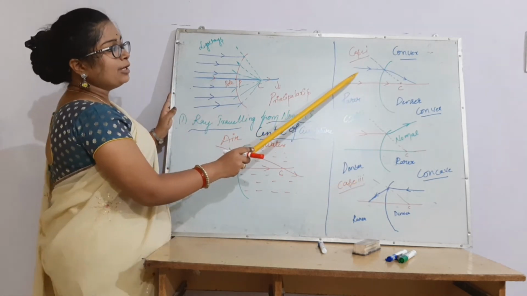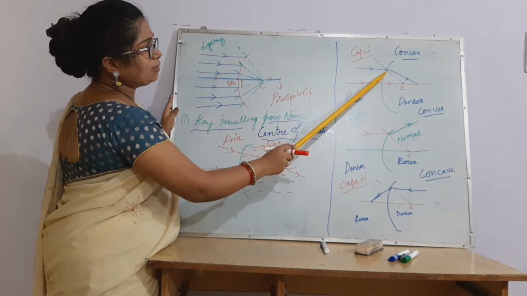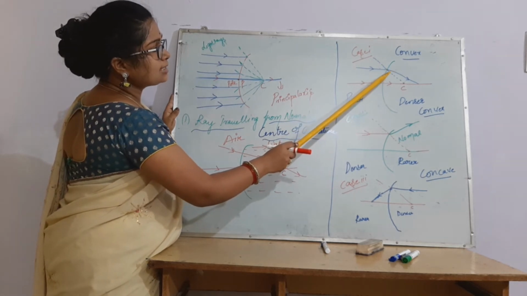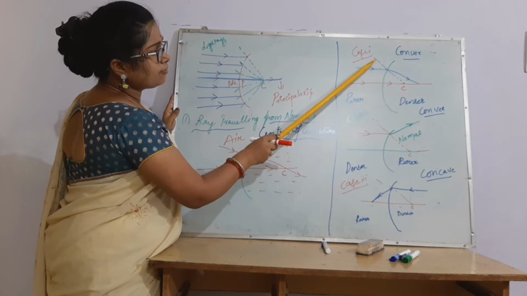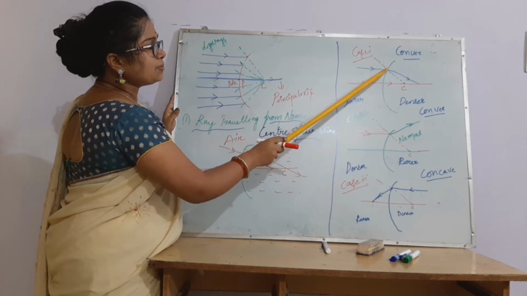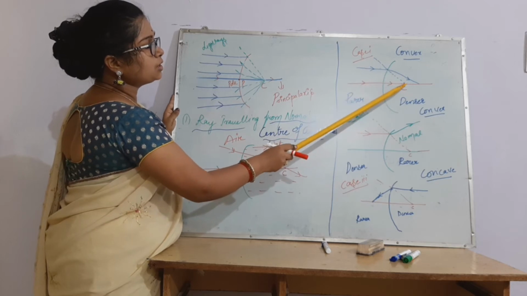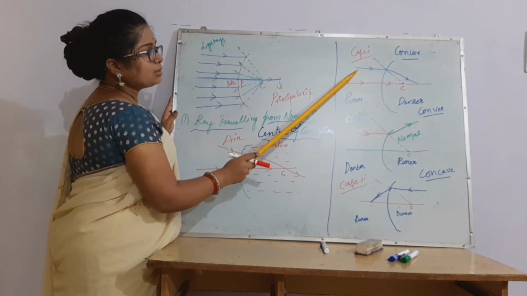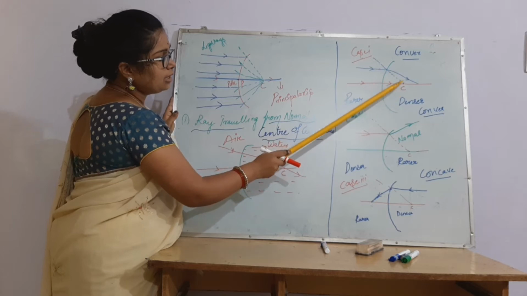See, when a ray is traveling parallel to the principal axis, this is a normal. From the center to the surface of the curvature I have drawn, that is a normal. So a ray parallel to the principal axis going from rarer to denser moves towards the normal.